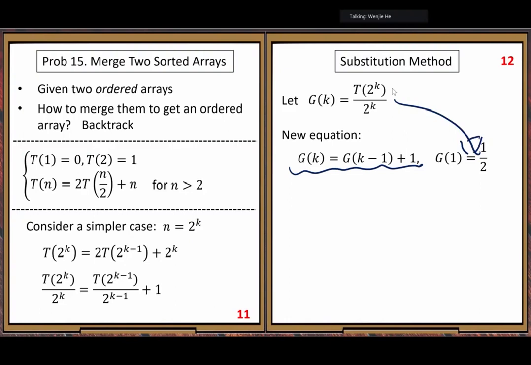When k equals 1, if k equals 1, we plug in. G of 1. All right. Then, so iteration. Next slide.